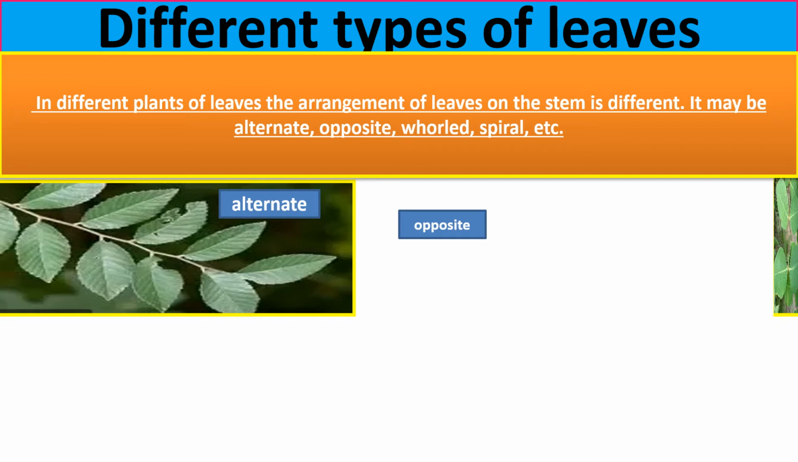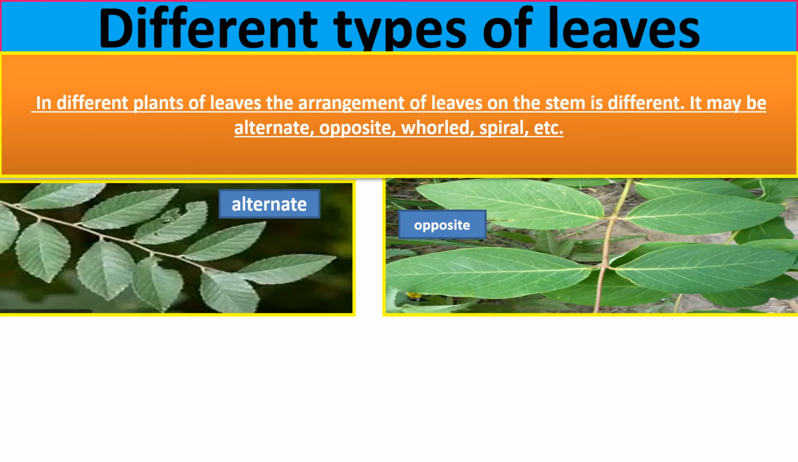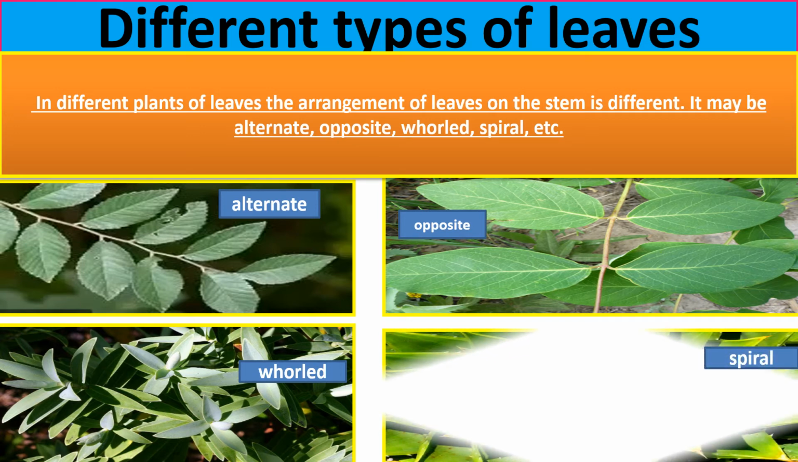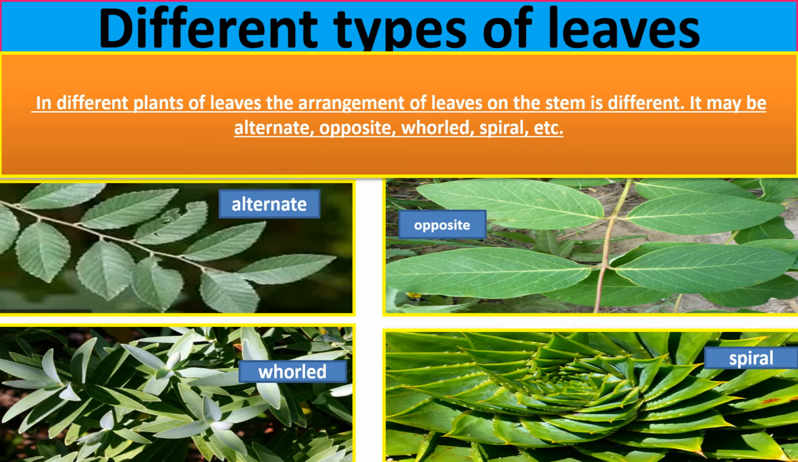Then it may be opposite, as you see in the picture, facing in opposite direction. Then it may be whorled, moving in a twisted manner. It may be spiral, as you see in the picture, rounded in the center. So these are the leaf arrangements on the stem in different ways.